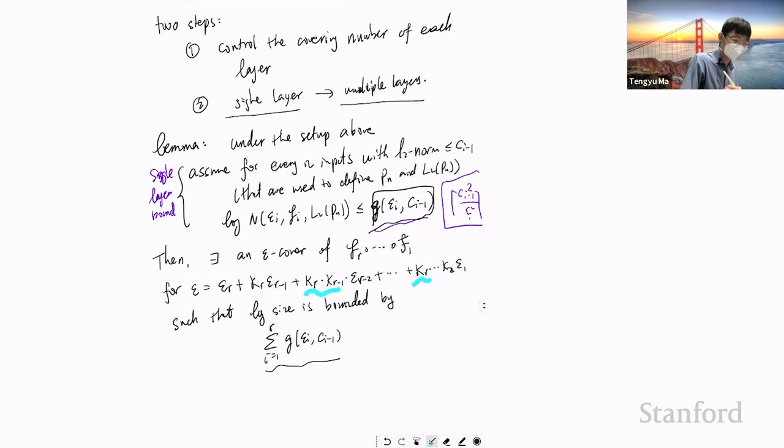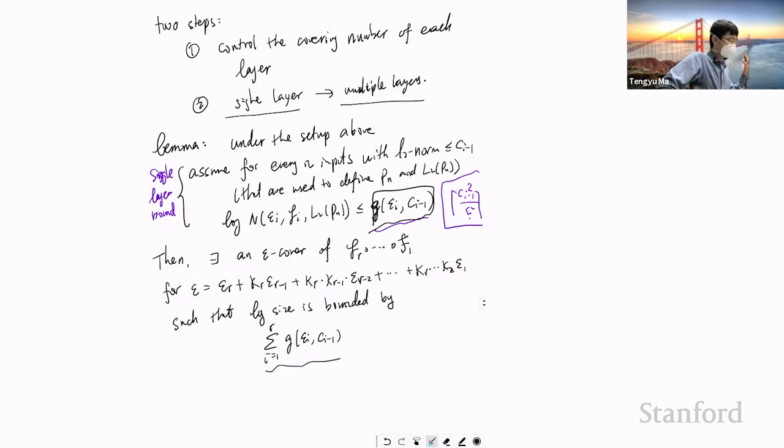So basically, your cover size is multiplied, or added in some way, where you also multiply some of these kappas, which are Lipschitzness in some sense, and your covering number is also added in some way. So this is the fundamental mechanism for us to turn a single layer bound into a multiple layer bound.